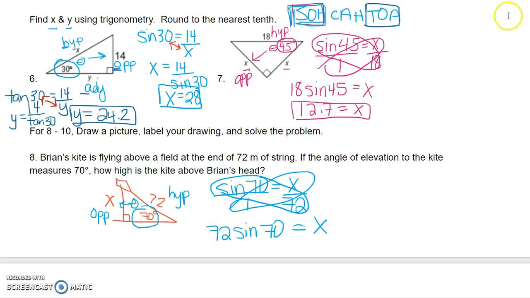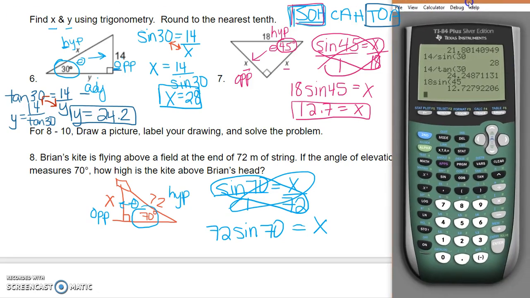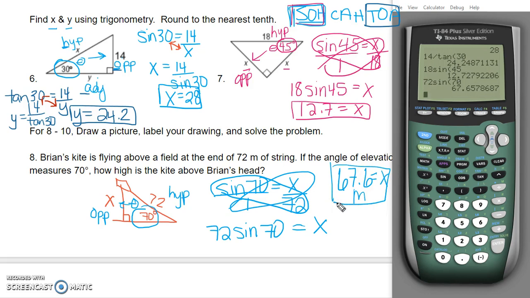Let me bring my calculator back over. And I have 72 times the sine of 70. And I get my answer. It's 67.6, which is equal to x. So the kite's flying 67.6 meters above Brian's head.